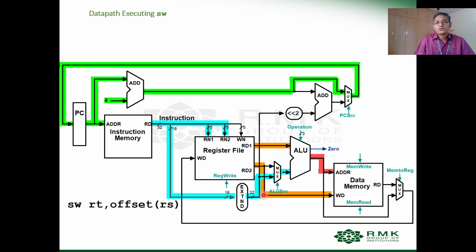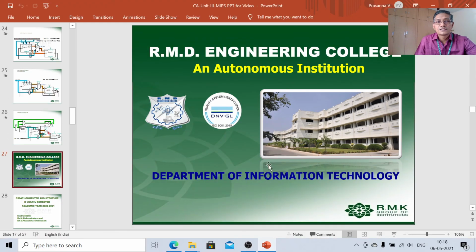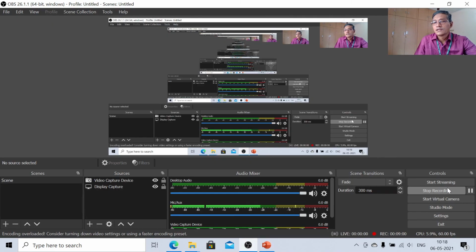The RD2 value, that is the value available in the source register, is directly taken and written into the write data port of the data memory. So this is store word, from register to memory. In the subsequent lectures we will learn further instructions of the MIPS implementation.